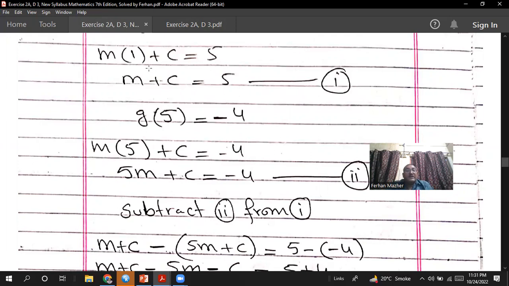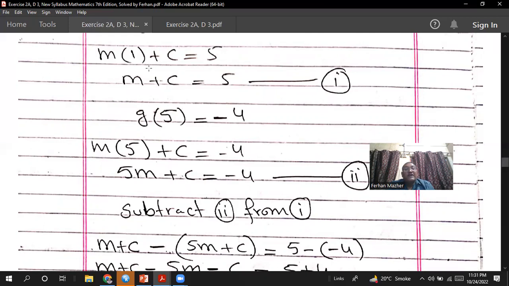If you look at these two equations carefully, both the equations have c in them. Now this is c and m. These are a pair of simultaneous equations, and we can solve them and we can find out the value of m and of c.